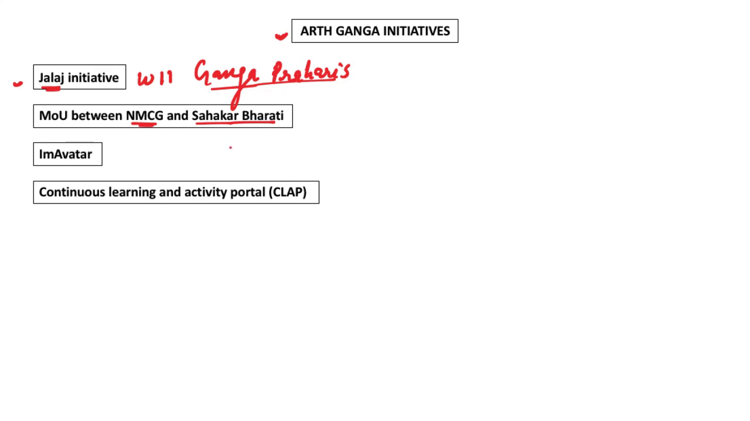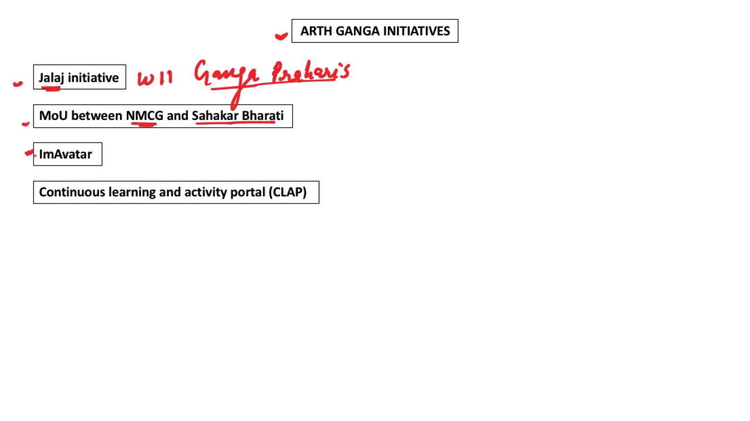So basically, the local cooperatives will be strengthened to align their economic activities with the ideas and goals of the Earth Ganga model. Then there is I Am Avatar. It's a tourism related portal to promote livelihood opportunities along the river Ganga basin. The idea is to promote tourism and marketing of local products, both agricultural and handicraft products.